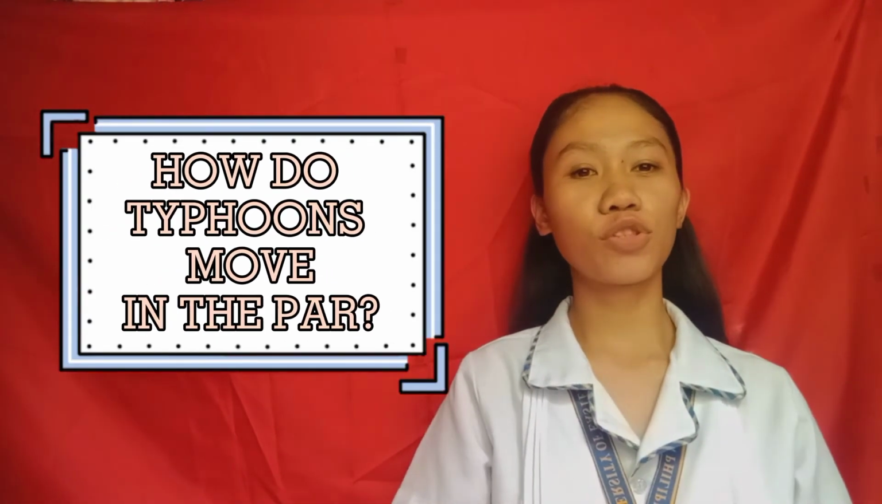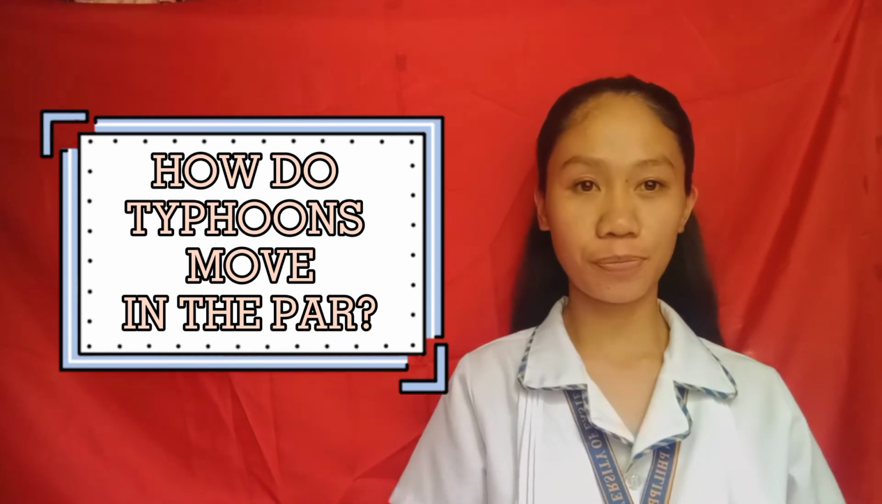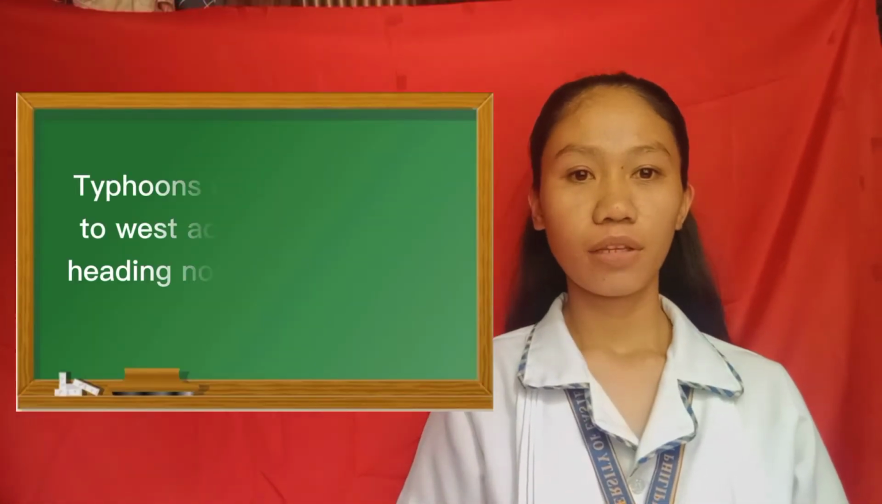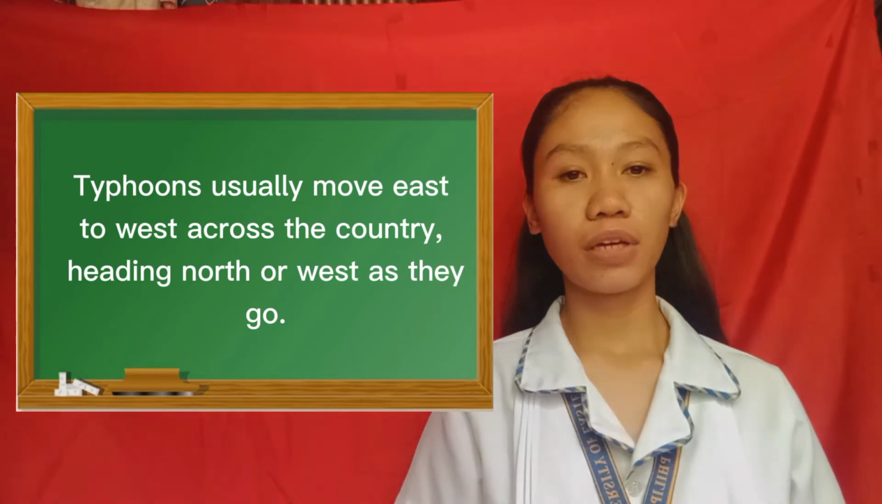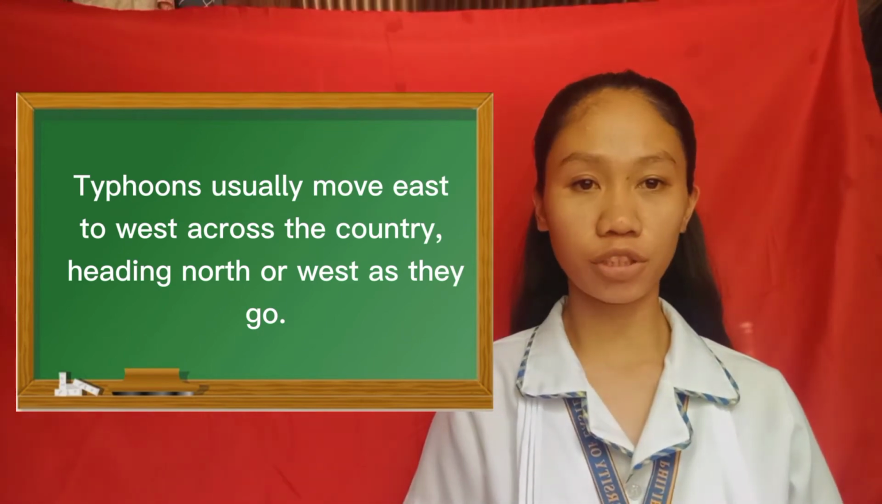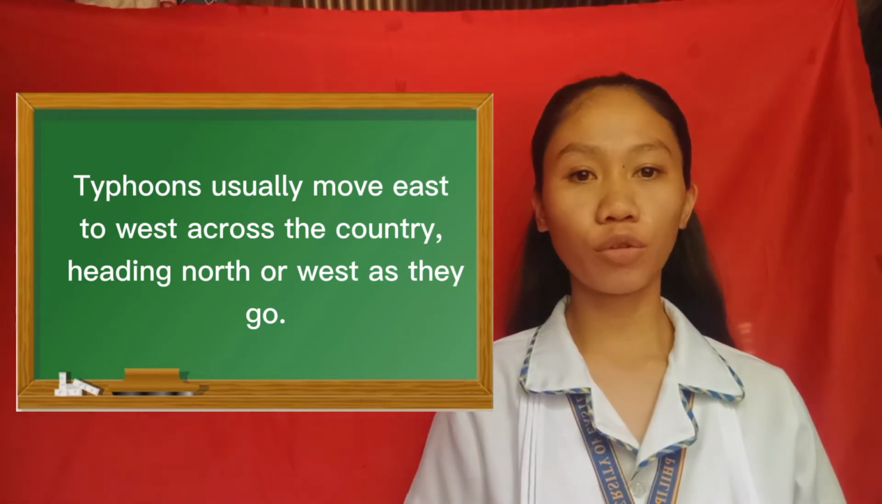How do typhoons move in the Philippine area of responsibility? Typhoons usually move east to west across the country, heading north or west as they go. Storms most frequently make landfall on the islands of eastern Visayas, Bicol region, and northern Luzon, whereas the southern island and region of Mindanao is largely free of typhoons.